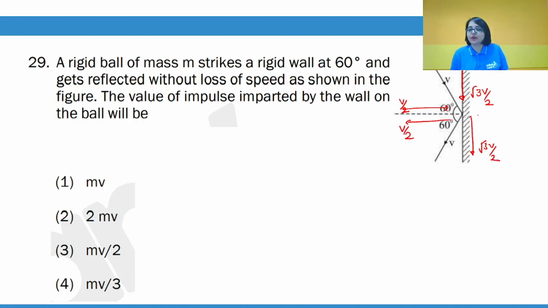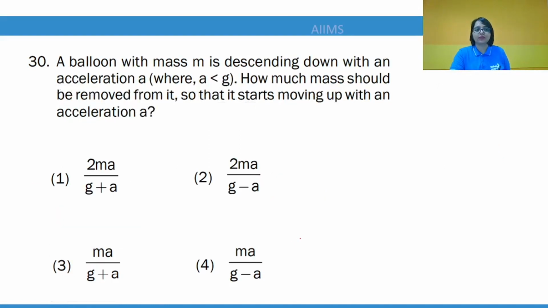Now you can say that there is no change in velocity along the y direction, but the velocity is changing along x-axis. So there will be net change in momentum along x-axis only. So it will be equal to impulse imparted, that will be m v by 2 minus of minus v by 2, that is equals to mv. So correct answer is option 1.